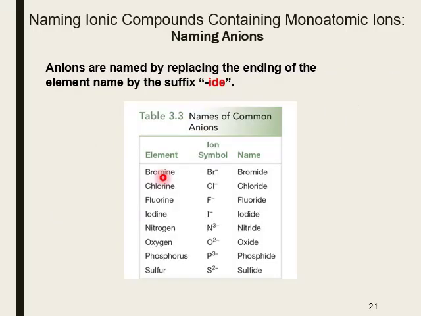The names of anions are generated by replacing the last 3 letters of a nonmetal name with the suffix "ide". For example, bromine becomes bromide, chlorine becomes chloride, fluorine becomes fluoride, and so on.